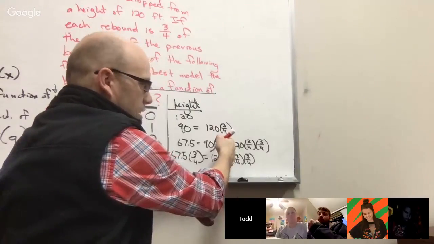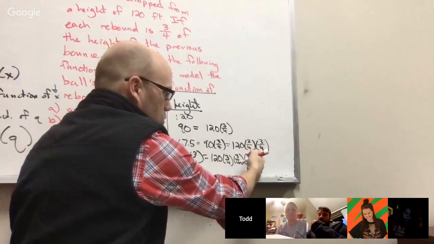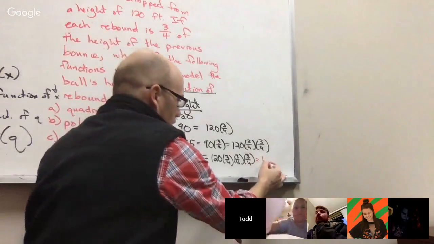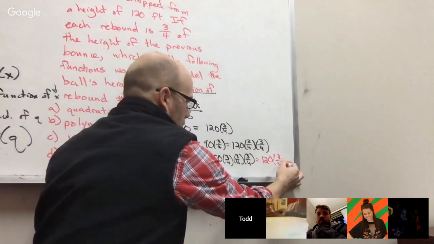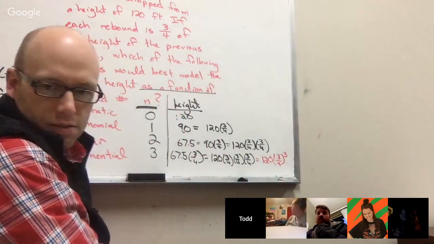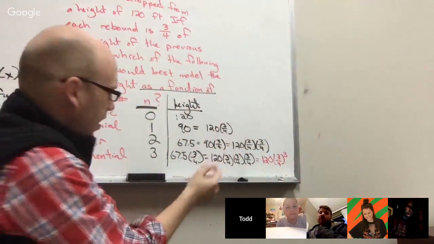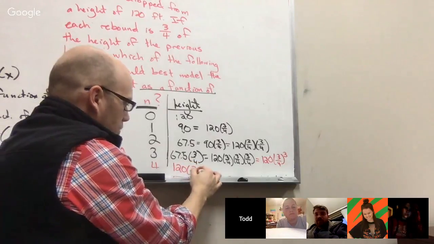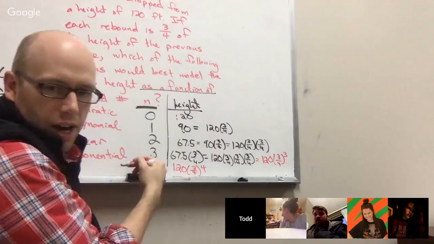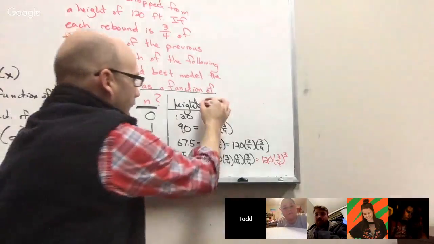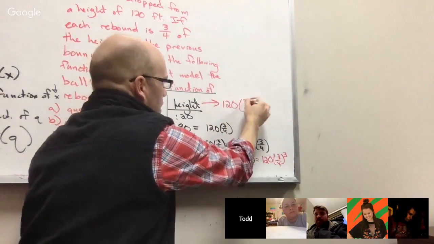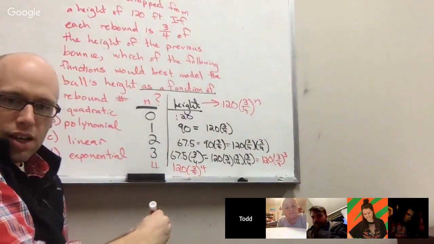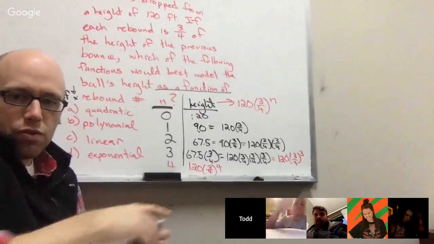This is 120 times 3/4. This is 120 times 3/4 times 3/4. This would be a lot easier to write if I just did 120 times 3/4 to the x. Right? Gabby's giving this to us. This one would be 120 times 3/4 to the 4th, right? And the height is just going to be 120 times 3/4 to whatever number of bounces we're looking at, because that's the number of times we multiply by 3/4.